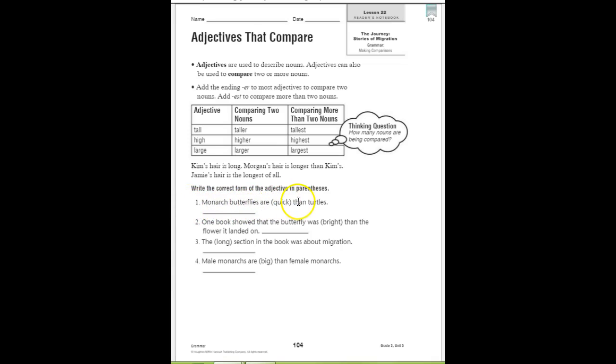Monarch butterflies are quick than turtles. Okay, how many nouns are being compared? We have butterflies, we have turtles. So we are comparing two nouns, so we need to add er. So it should be monarch butterflies are quicker than turtles. All right, you're going to do 2, 3, and 4 on your own. Pause the video and come back when you are done.